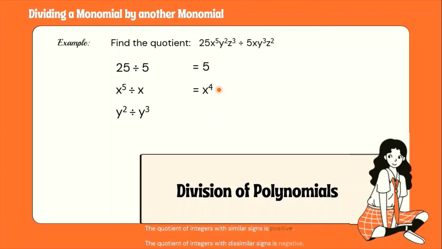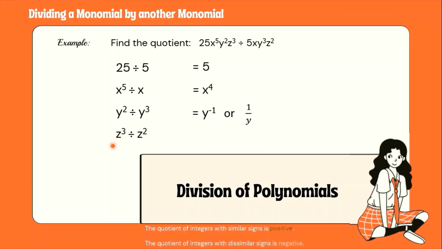Next, pareho din sila na may y. Y squared, galing dito. And then, y cubed, galing naman dito sa monomial na ito. Y squared divided by y cubed is equal to y raised to the power of negative 1. Negative 1 dahil 2 minus 3 is negative 1. We know na kapag negative yung ating exponent, pwede natin siyang gawing positive by writing it in a fraction form wherein magiging denominator na siya. So, 1 over y. Y lamang dahil ito ay may invisible 1 na positive exponent.